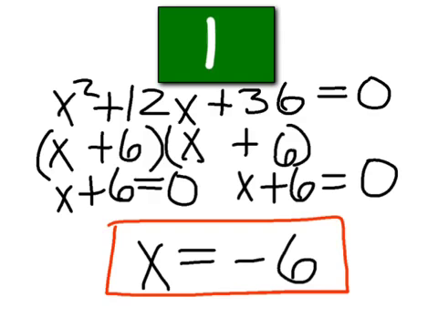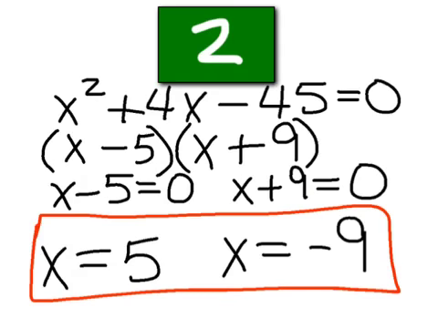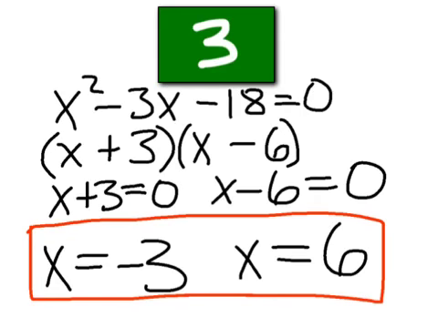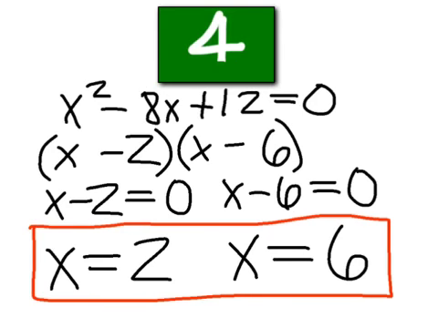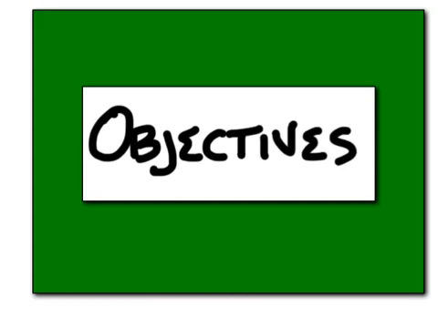Okay, number 1 from the extra credit from yesterday should be -6. Number 2 should be 5, -9. Number 3 should be 6, -3. And number 4 should be 6 and 2.